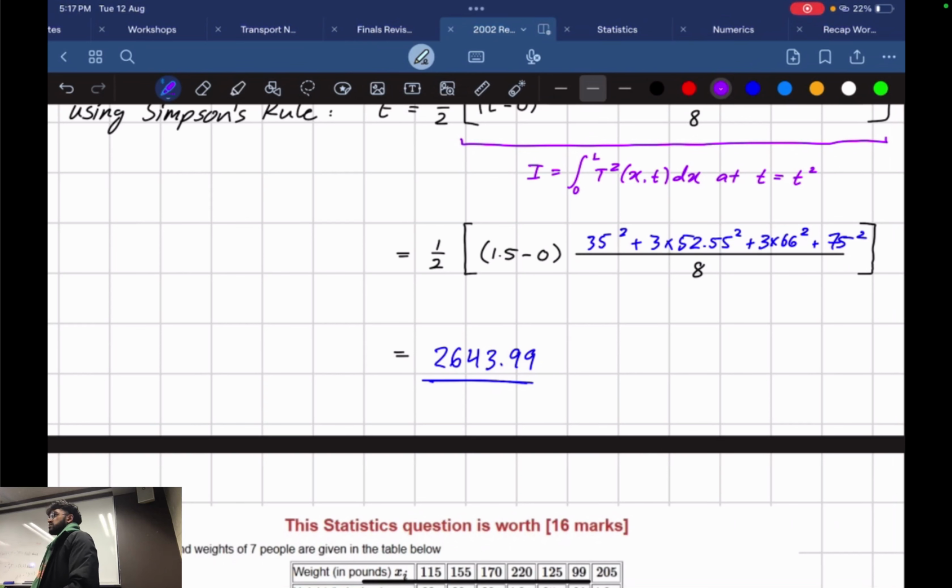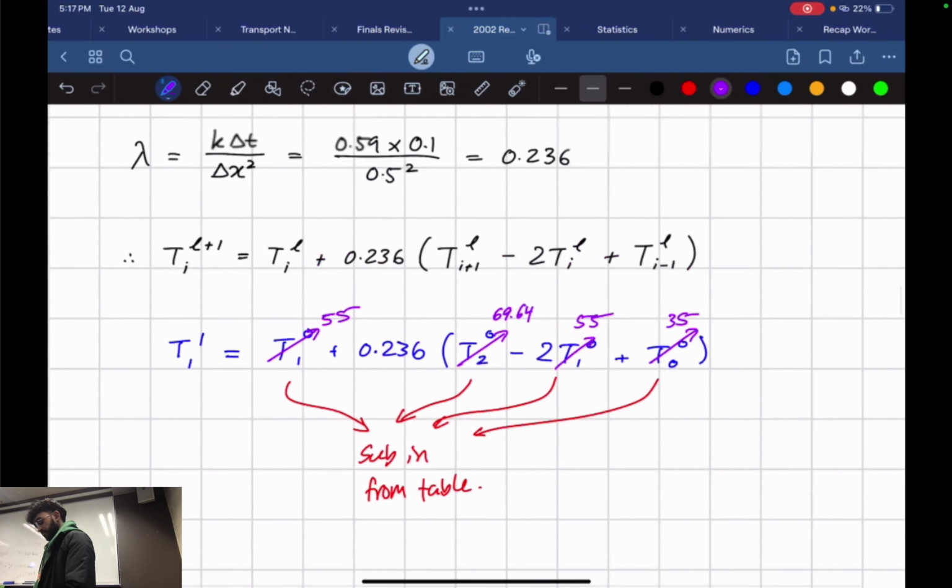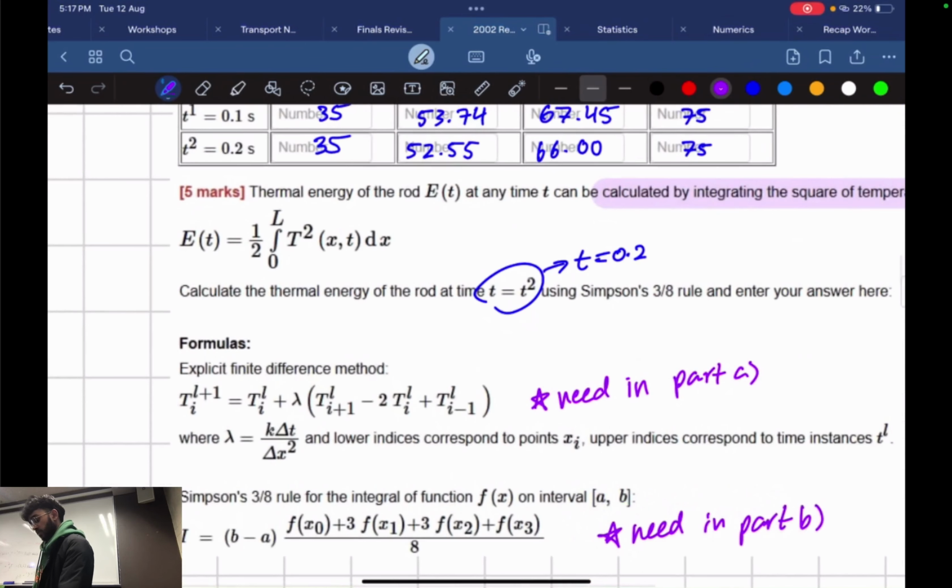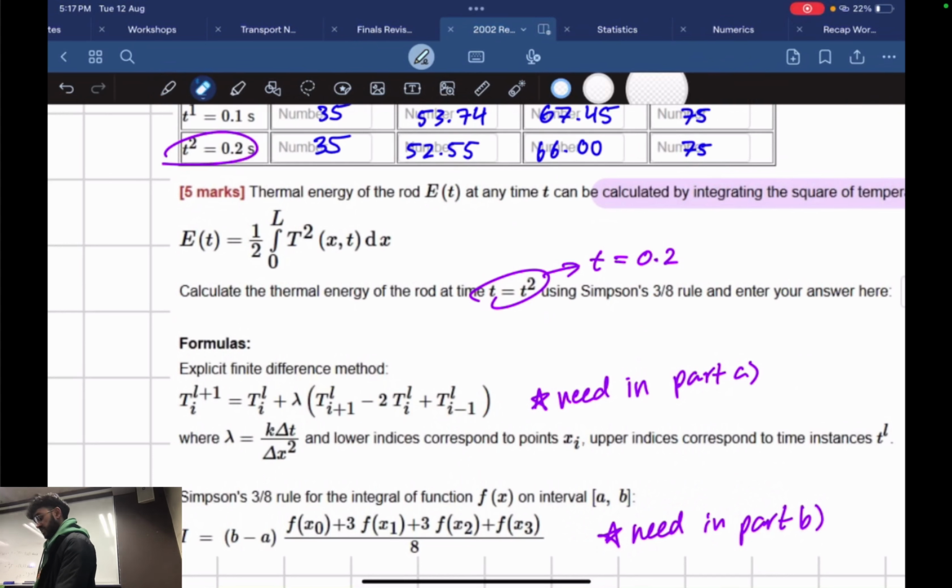Are you only squaring it because it says t equals t squared? No, I'm squaring it because of the integral. This t squared part is not y. This just means t equals 0.2, what we have up here. The t squared comes from this one here. In the question they actually give us the function, T of x,t all squared. That's why it's squared. And it's from 0 to L, where L is the length of the rod, which is 1.5. Make sense? Okay.